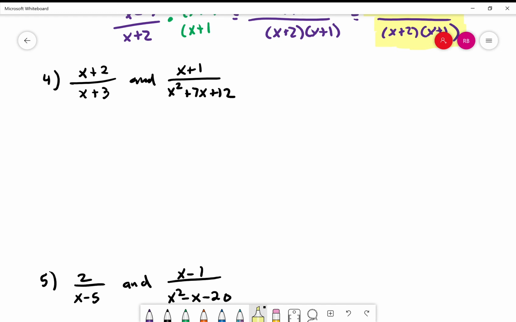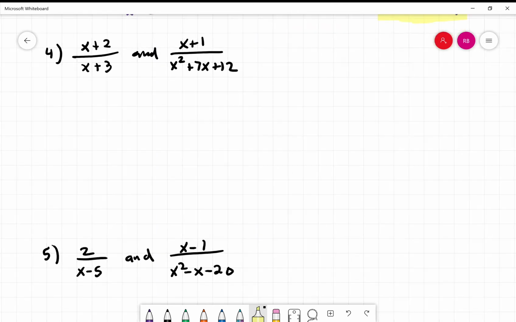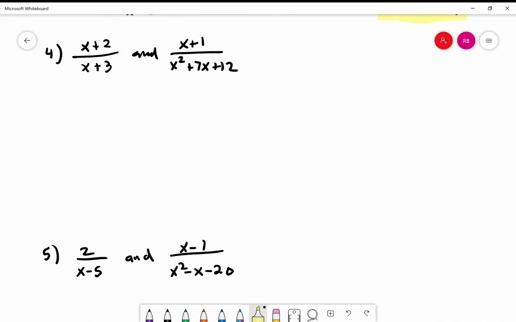So this is just a continuation of your least common denominator. I'll do 3 more examples. So again, list out your denominators. We have x plus 3, and then we have x squared plus 7x plus 12.